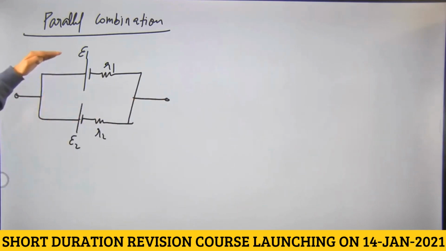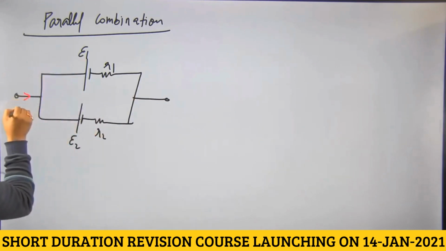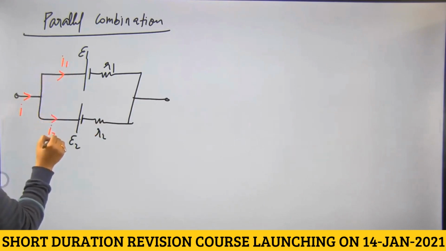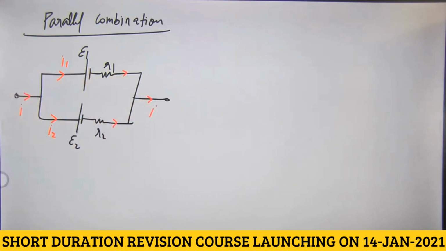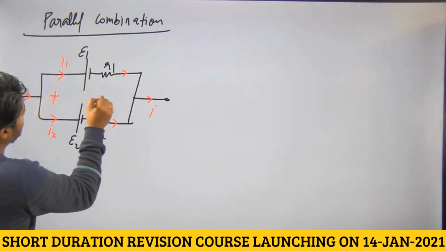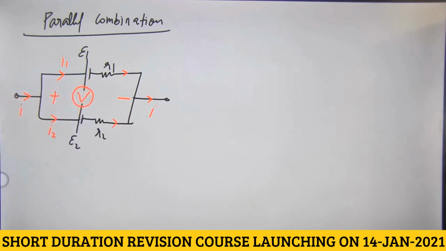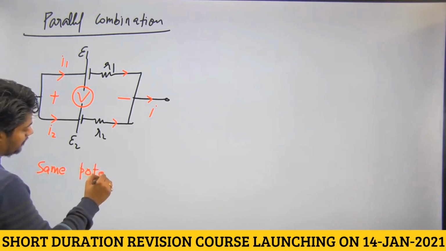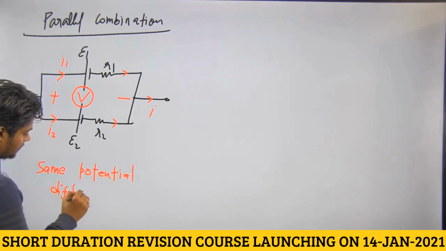Because in this case the current will distribute, we cannot say that both will have the same current. Rather, you can see some current will come from here and I1 will go up and I2 will go like this. So current will not be the same in both. So what will be the same in both? They will have the same potential difference, my dear student. Yes, the same thing. The net work done by them will be the same. Same potential difference, that's why they are in parallel.